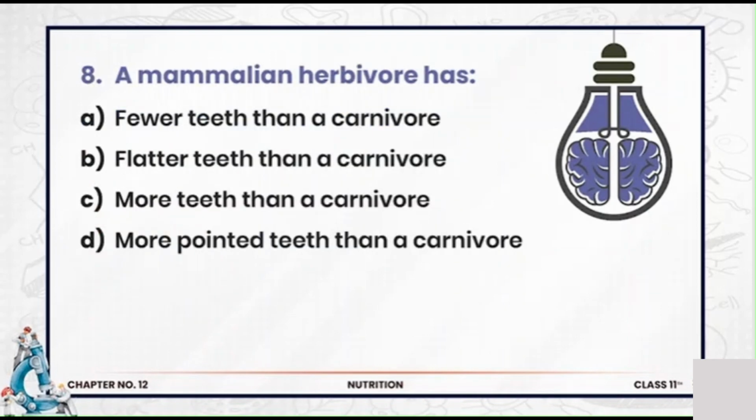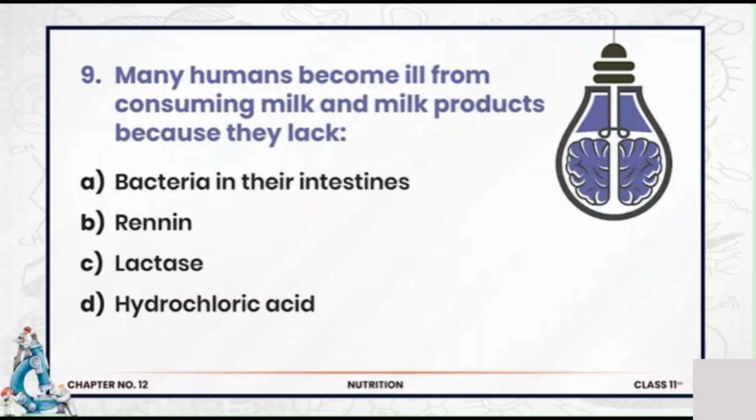MCQ number 8, it states a mammalian herbivore has alpha fewer teeth than a carnivore, B flatter teeth than a carnivore, Charlie more teeth than a carnivore, or delta more pointy teeth than a carnivore. So the correct answer, obviously you know, that is flatter teeth. तो flatter teeth कौन से होते हैं? Incisors. So इनके अंदर incisors जो होते हैं मौजूद होते हैं carnivores की निस्बत. Flatter teeth, beta option.